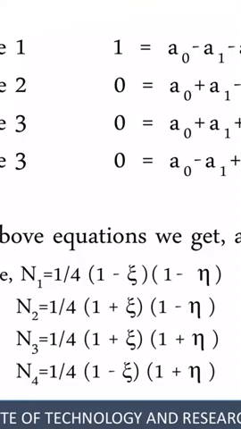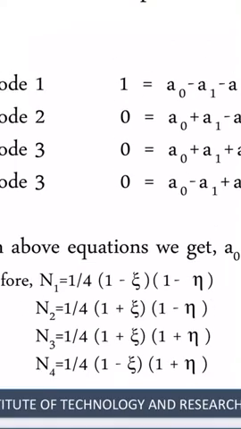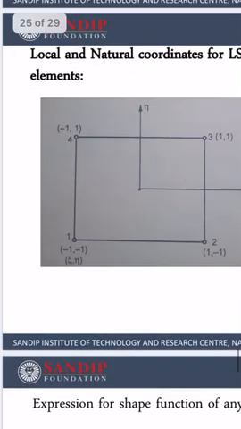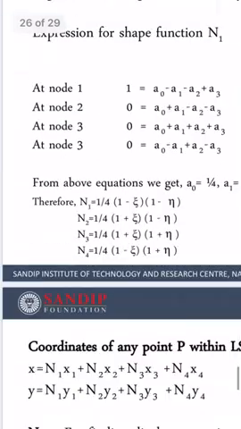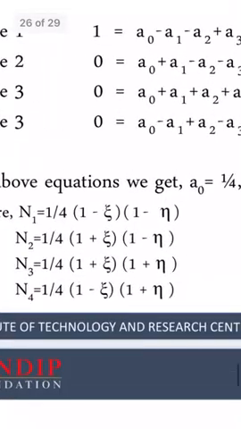So how to remember the shape functions n1, n2, n3, n4 for the LSR element? As we know from the quadrant system, your first node is lying in the third quadrant. For the third quadrant both values are negative. So similarly n1, 1 by 4 is constant into, both values are negative for the first node because it is lying in the third quadrant. So it can be written as 1 minus zeta, 1 minus eta.